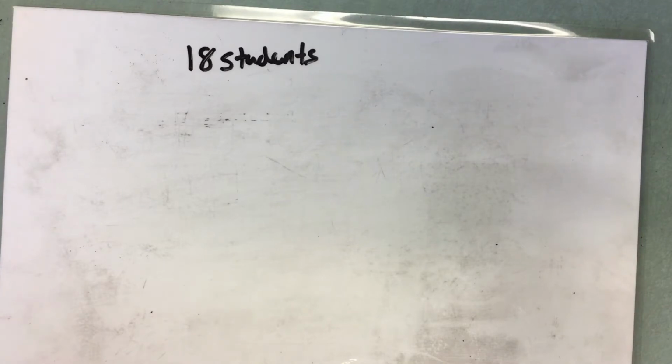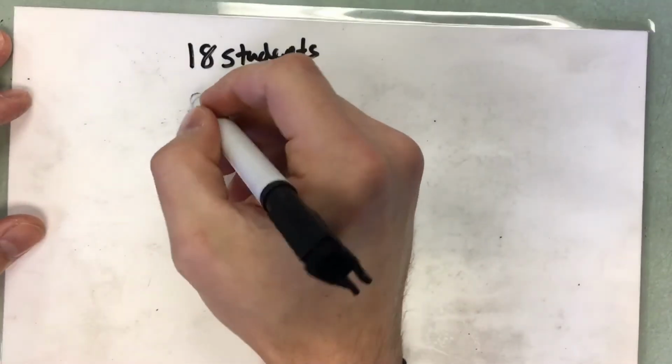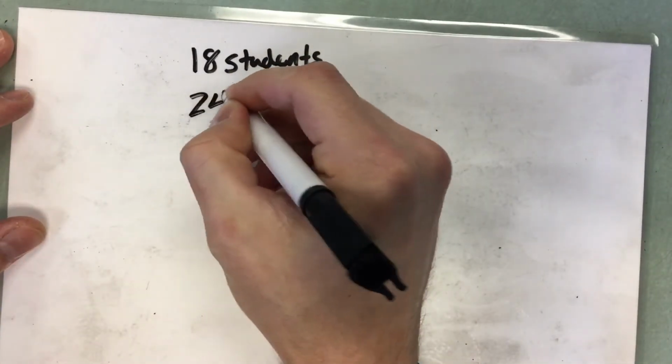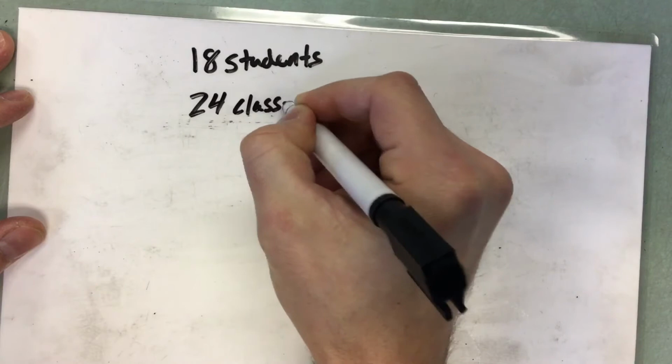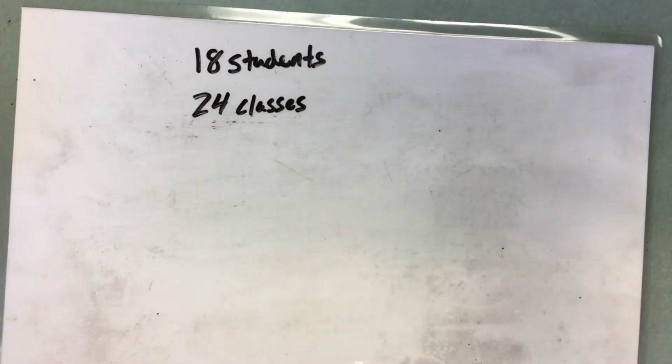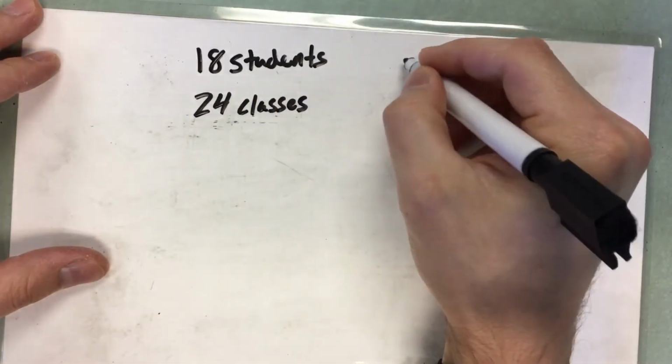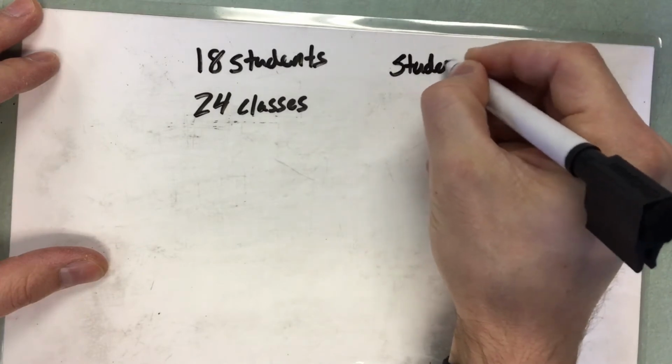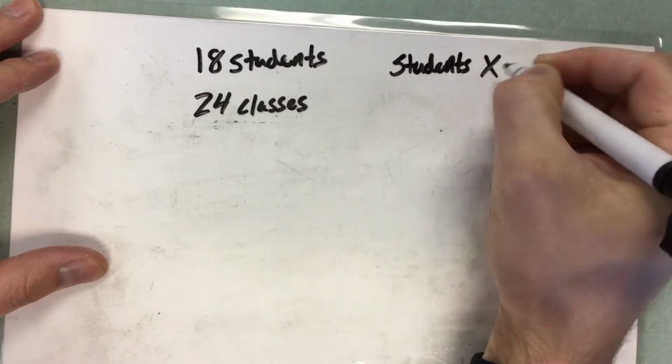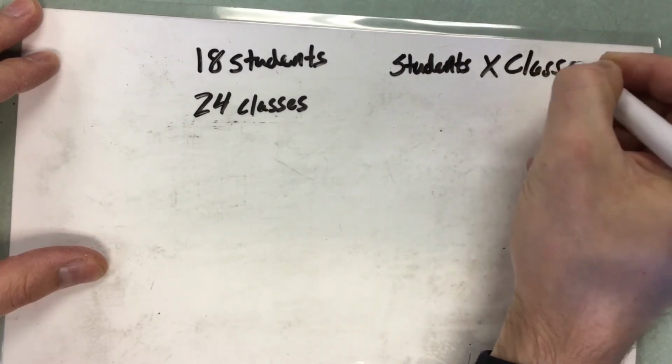Now what do I need to know? How many classes there are. Let's say there are about 24 classes. So one way to figure this out is I could multiply the number of students, about how many there are in each class, by the number of classes.